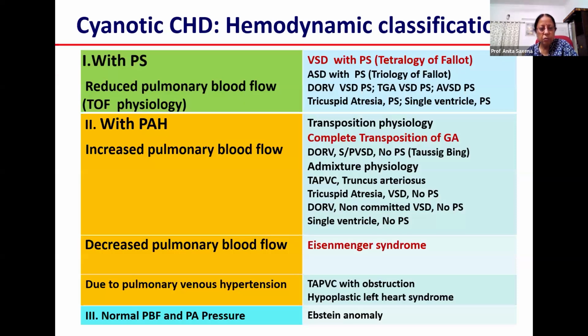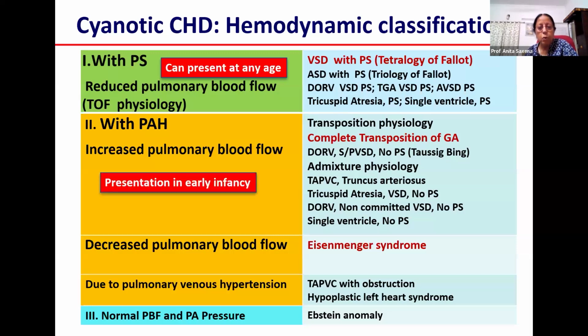Hemodynamically, this is the classification. We all know: increased pulmonary blood flow, reduced pulmonary blood flow, then pulmonary venous hypertension. But what is important to understand is that different congenital heart disease will have different pattern depending on the age of the child. So with tetralogy, one can see a patient at any age, including adults. When it comes to a condition like transposition of great arteries, very, very early presentation, hardly ever survival. Let's say 80% do not survive beyond 1 year if they're not treated in time.